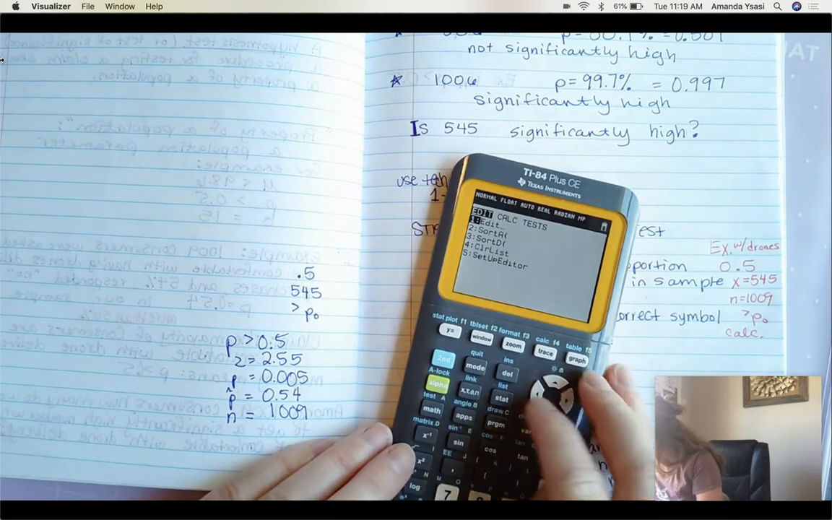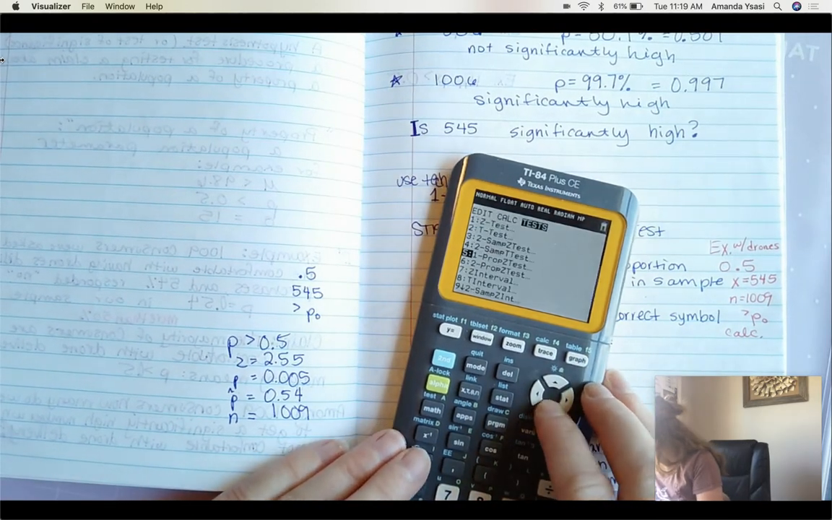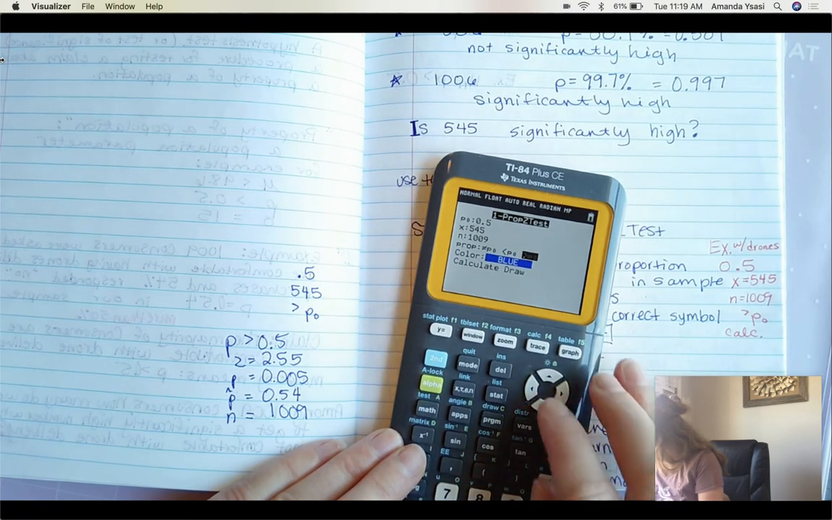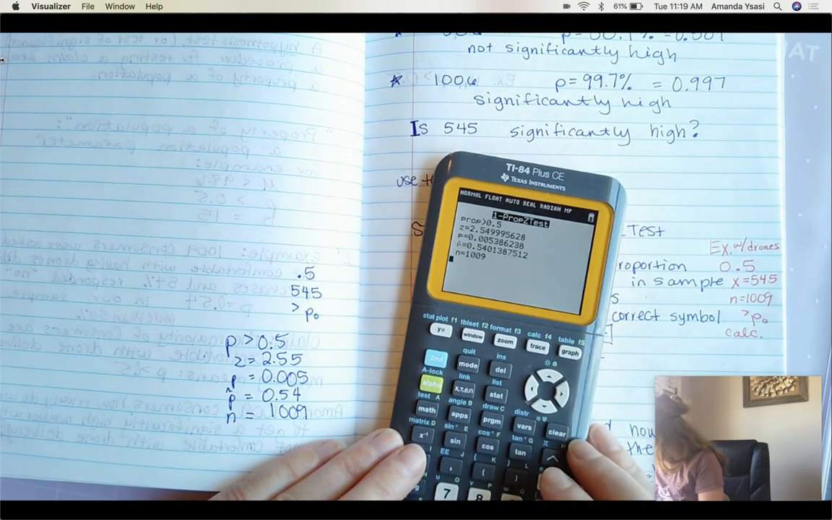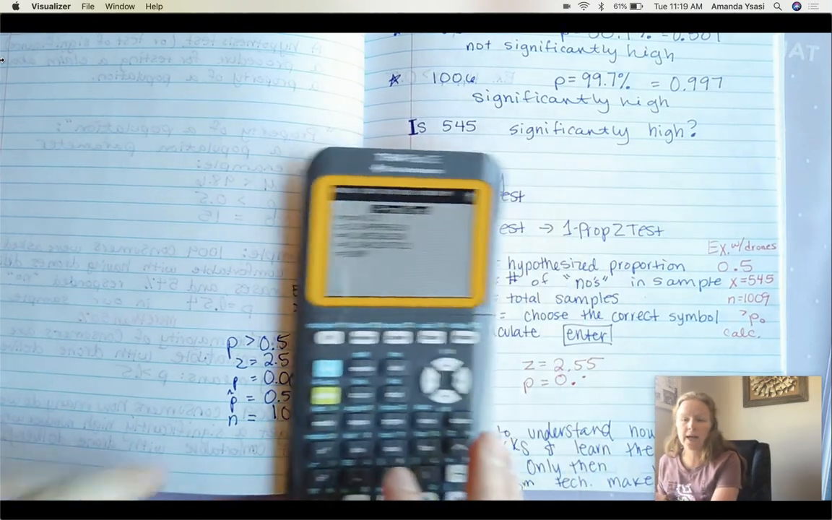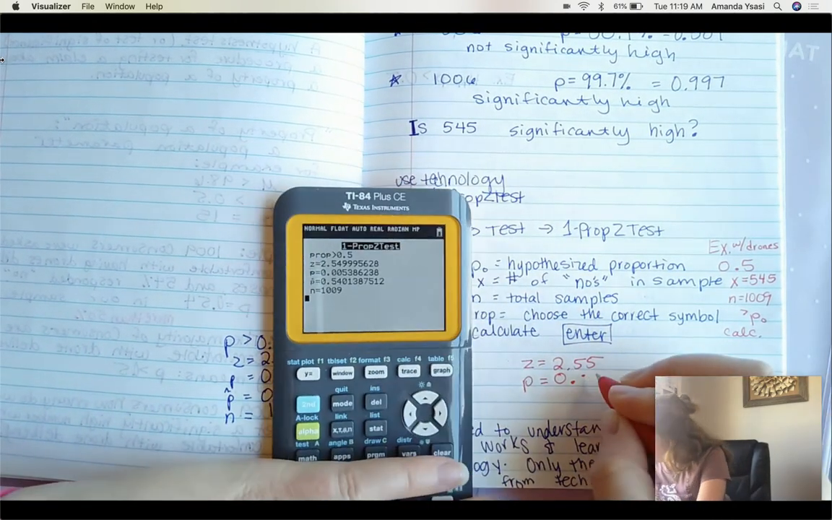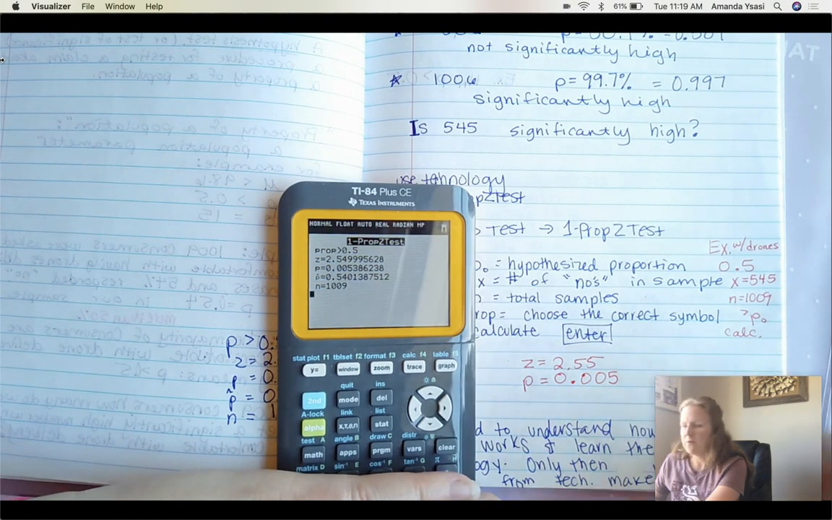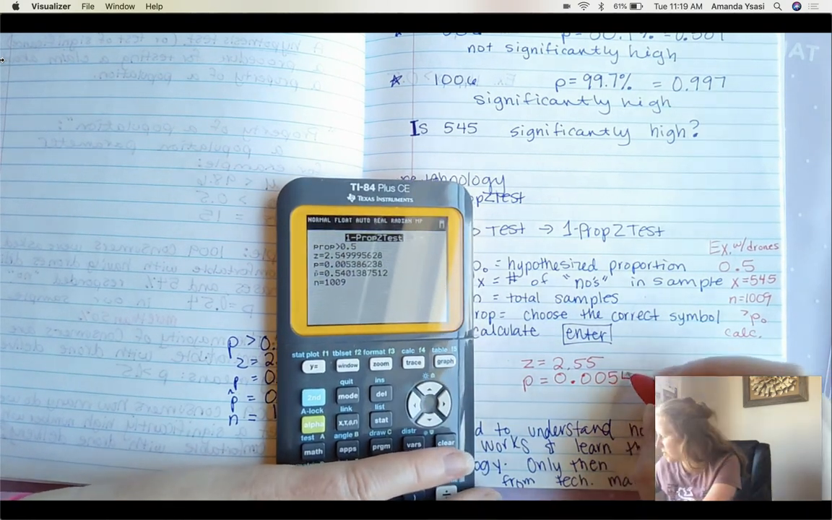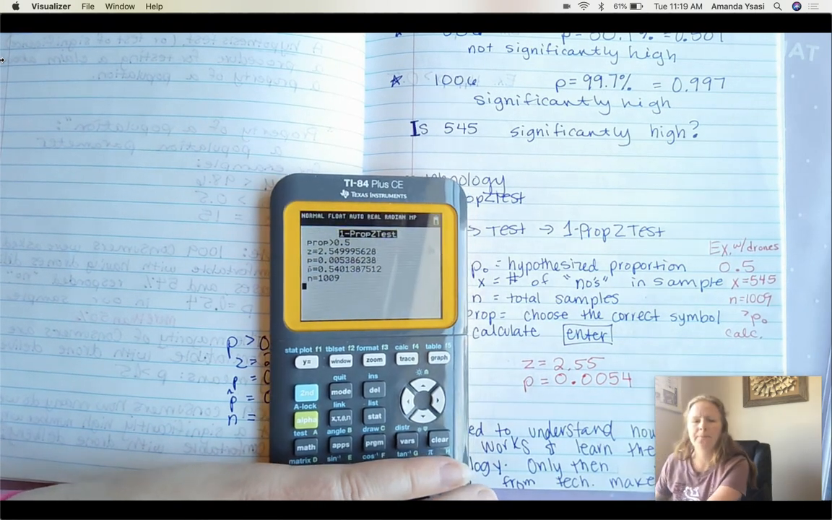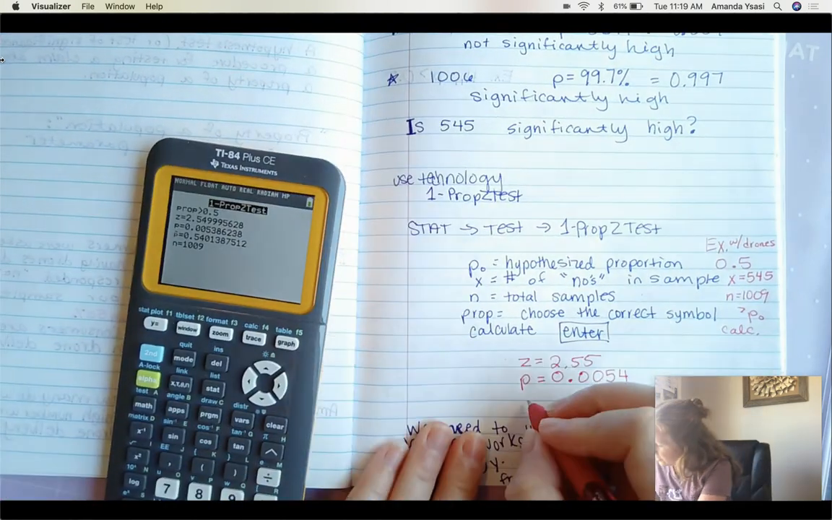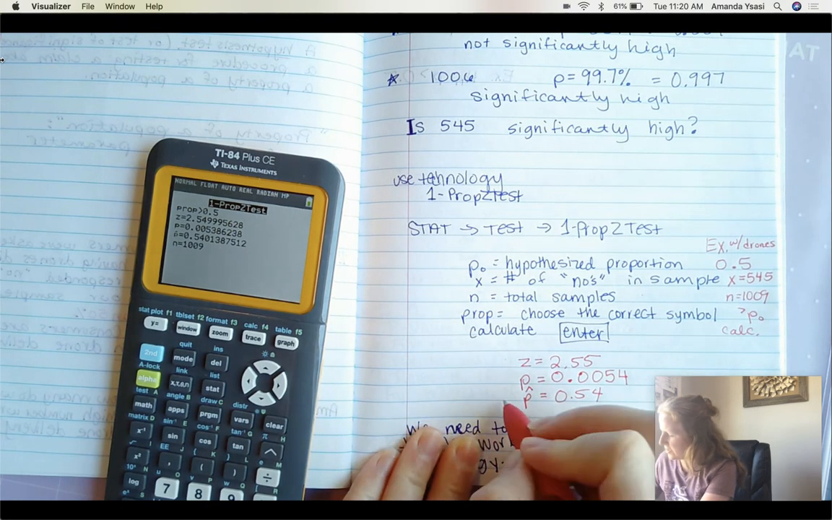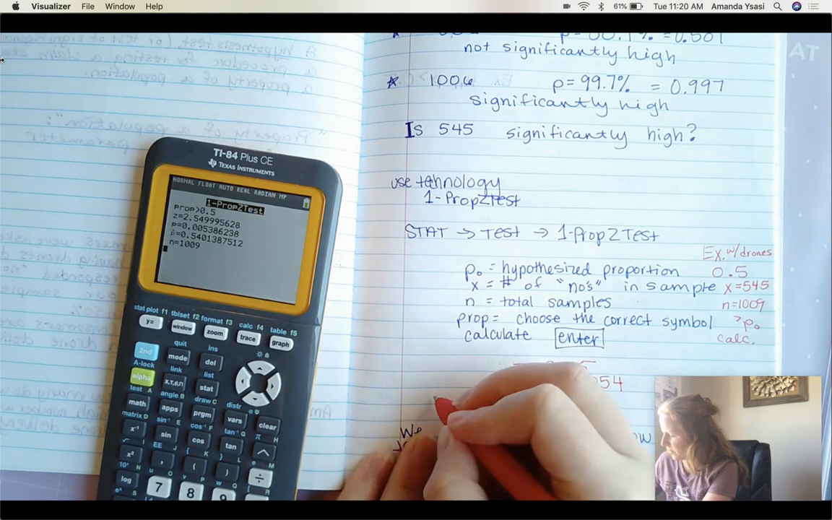Hold on, let me check something real quick. Let me make sure I did the right thing. No, I should go over here and push enter. I don't know if I did that or not. Okay, there we go. Sorry, I made a mistake. So 0.005, well, it's 0.0054. Let's do a couple significant digits. Okay. And then p hat, 0.54. That is what we have.